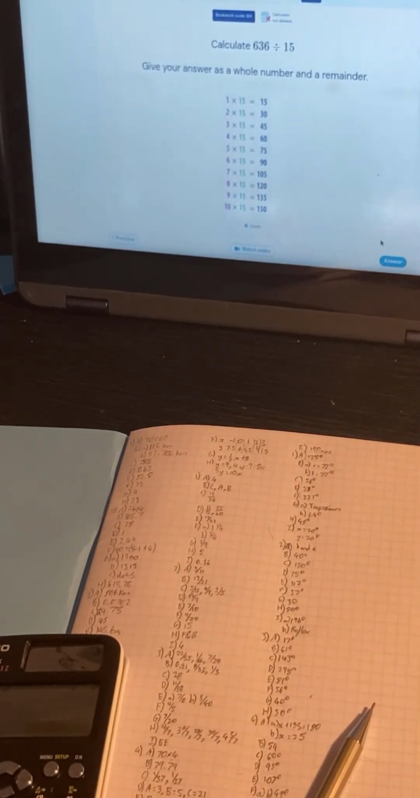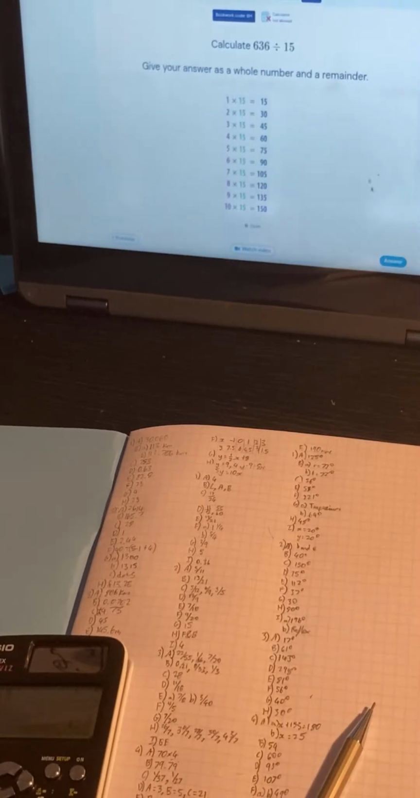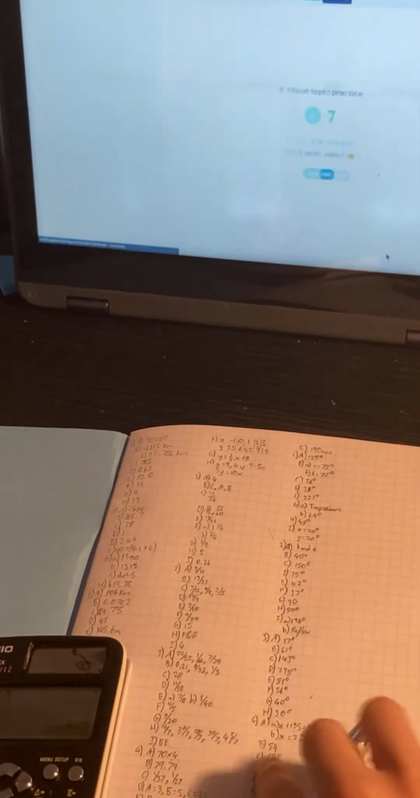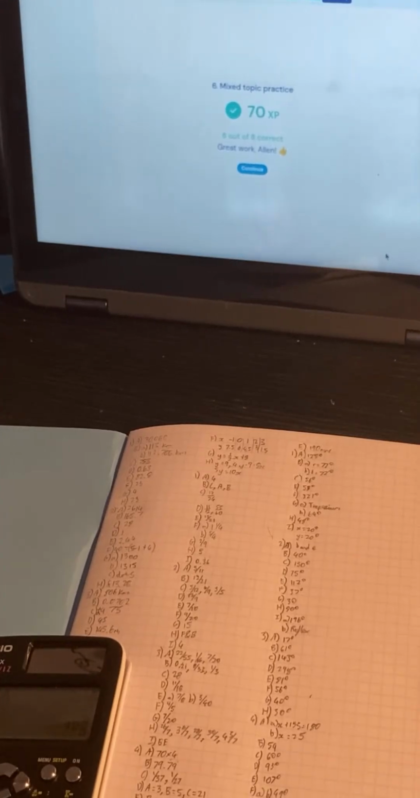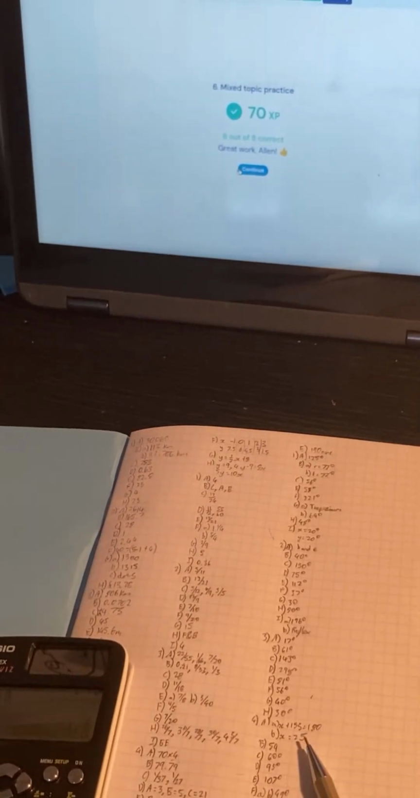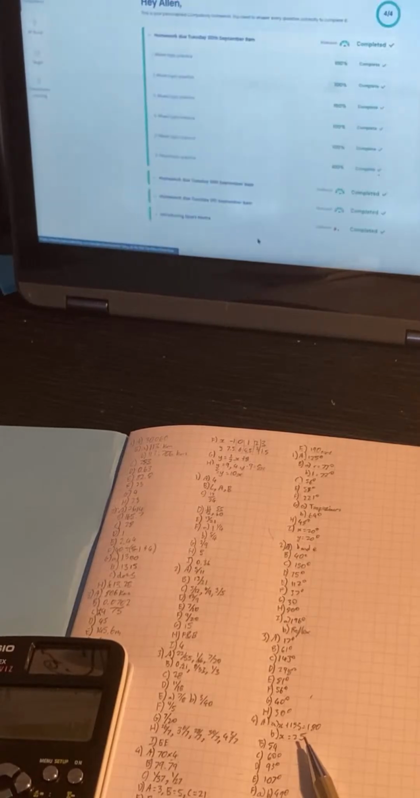Crazy! 636 divided by 15 times by 3, so it's remainder 6. Crazy. Right, look at my bookmark. Oh, I got full marks for bookmark. That was so bad. 39 minutes, nearly 40.